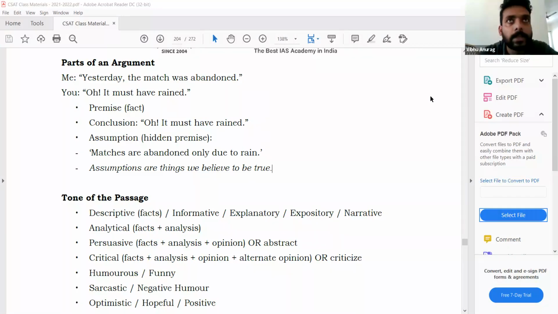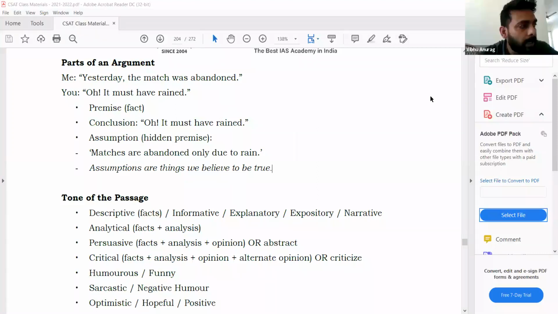Now, if you think further, do you have any information to tell you what actually happened, why the match was abandoned? No, sir. I have just told you the match was abandoned. So whatever reasons you believe, you have thought of them in your mind, and those form your assumptions. So both are the same, sir? Conclusion and assumption both are the same? No, both are not the same.